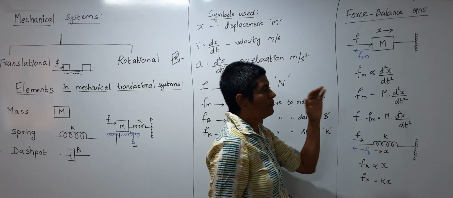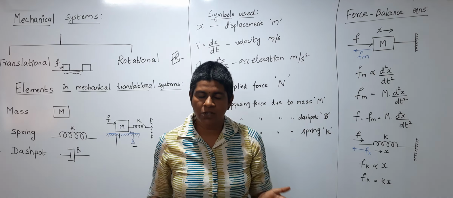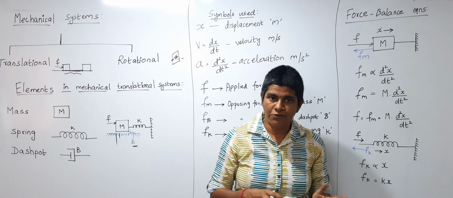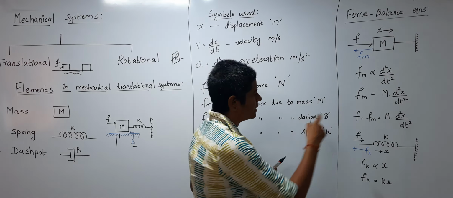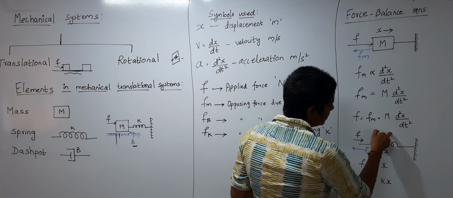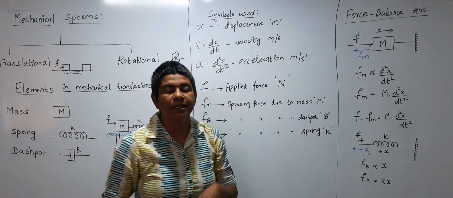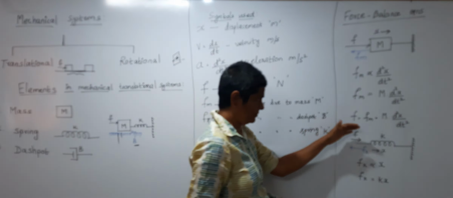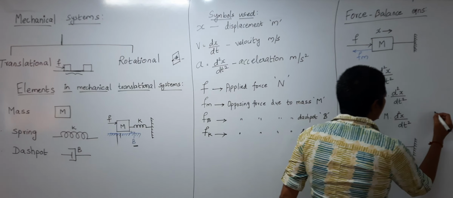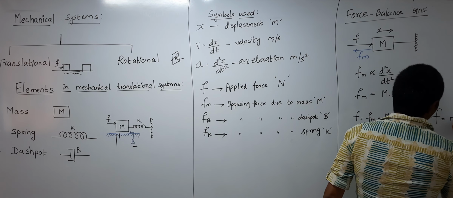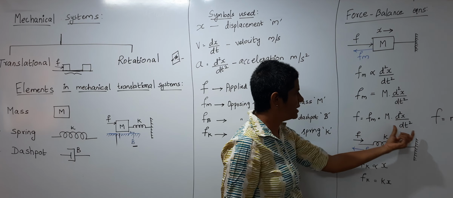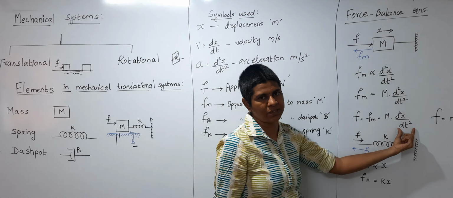And finally, this is the basic concept: the applied force is always equal to the opposing force. So here we are representing F is equal to Fm, which is equal to M into d square x by dt square. We are just following Newton's second law. As we all know, Newton's second law is given by F is equal to ma, where m is the mass and a is the acceleration.